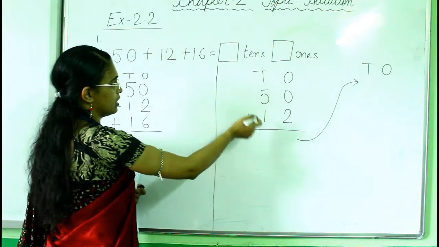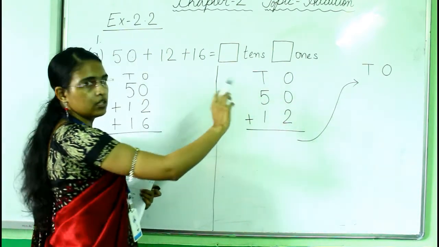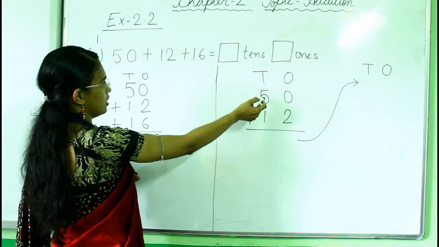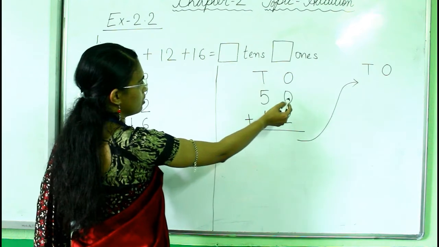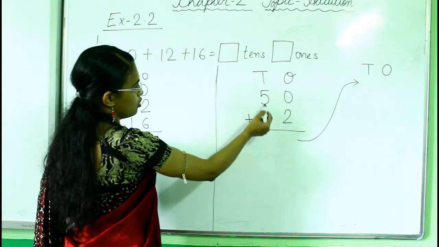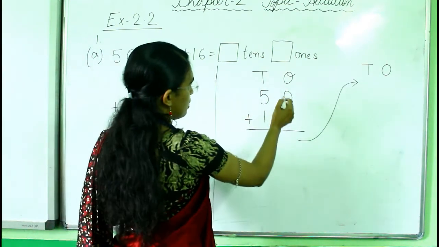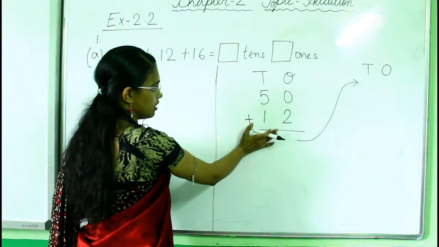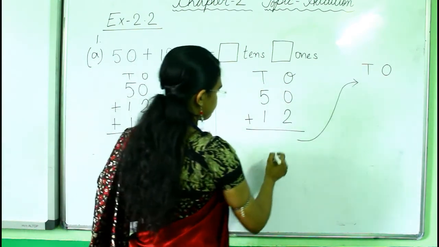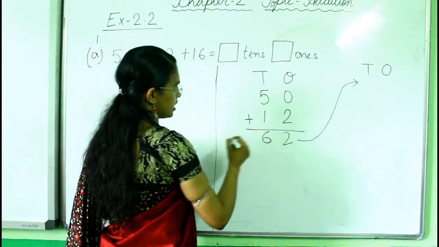First, if there is a two digit number, we have to put those digits according to the tens and ones place. So I have put 50, 5 in tens place and 0 in ones place, and plus 12, 1 in tens place and 2 in ones place. After arranging the addends, you have to add. So 2 plus 0 equals 2, and 5 plus 1 equals 6.